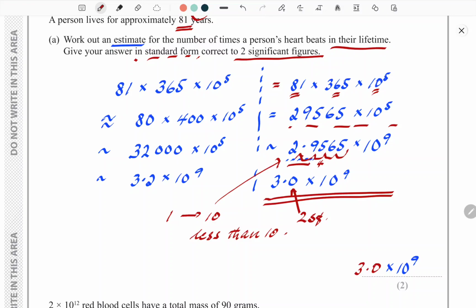Right. Anybody who's happy with that can skip forward. And I just want to show something for paper 1. If this were a paper 1 question, exactly the same thing.